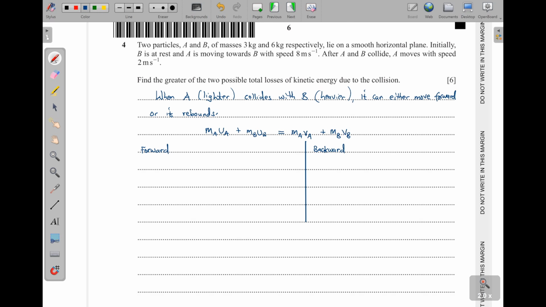Okay, backward movement. So for forward movement, we are going to have 3 times 8, plus, of course, 6 times 0. This will be equal to 3, A moves with a speed of 2. So the mass is 3, times 2, and then plus 6, then VB. It is moving forward, so they are moving in the same direction. That's why I'm taking all the velocities as positive. So this is 18, then I can subtract 6, then divide by 6.